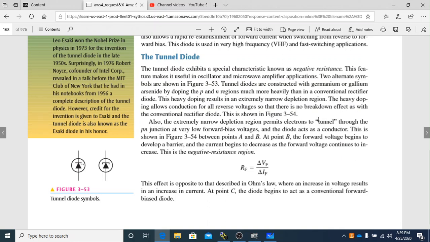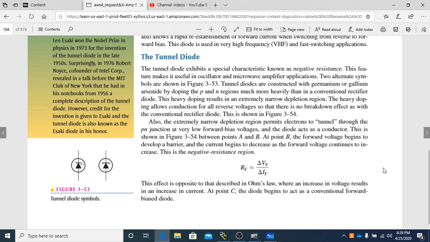But it says the tunnel diode exhibits a special characteristic known as negative resistance. This feature makes it useful in oscillator and microwave amplifier applications. Two alternate symbols are shown in figure 3-53, which is here.